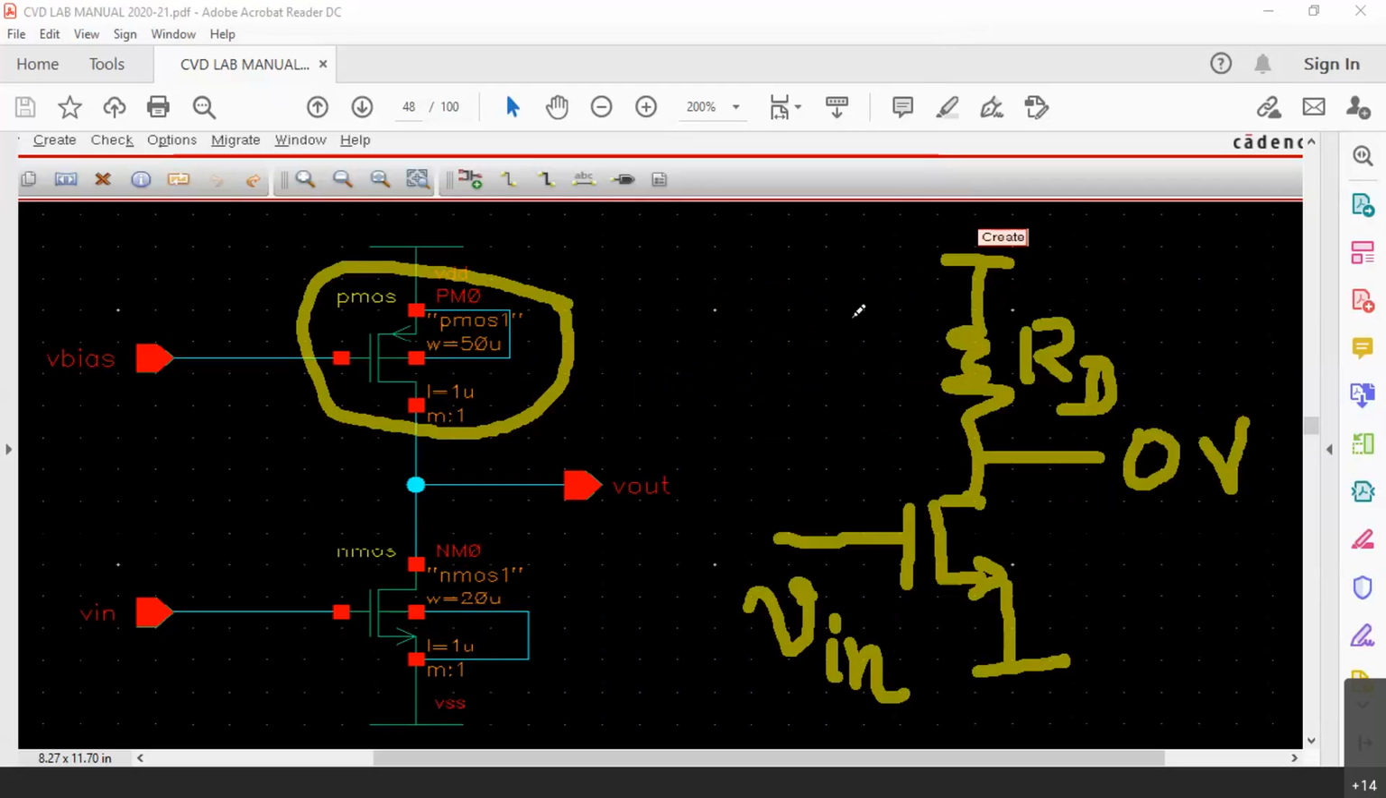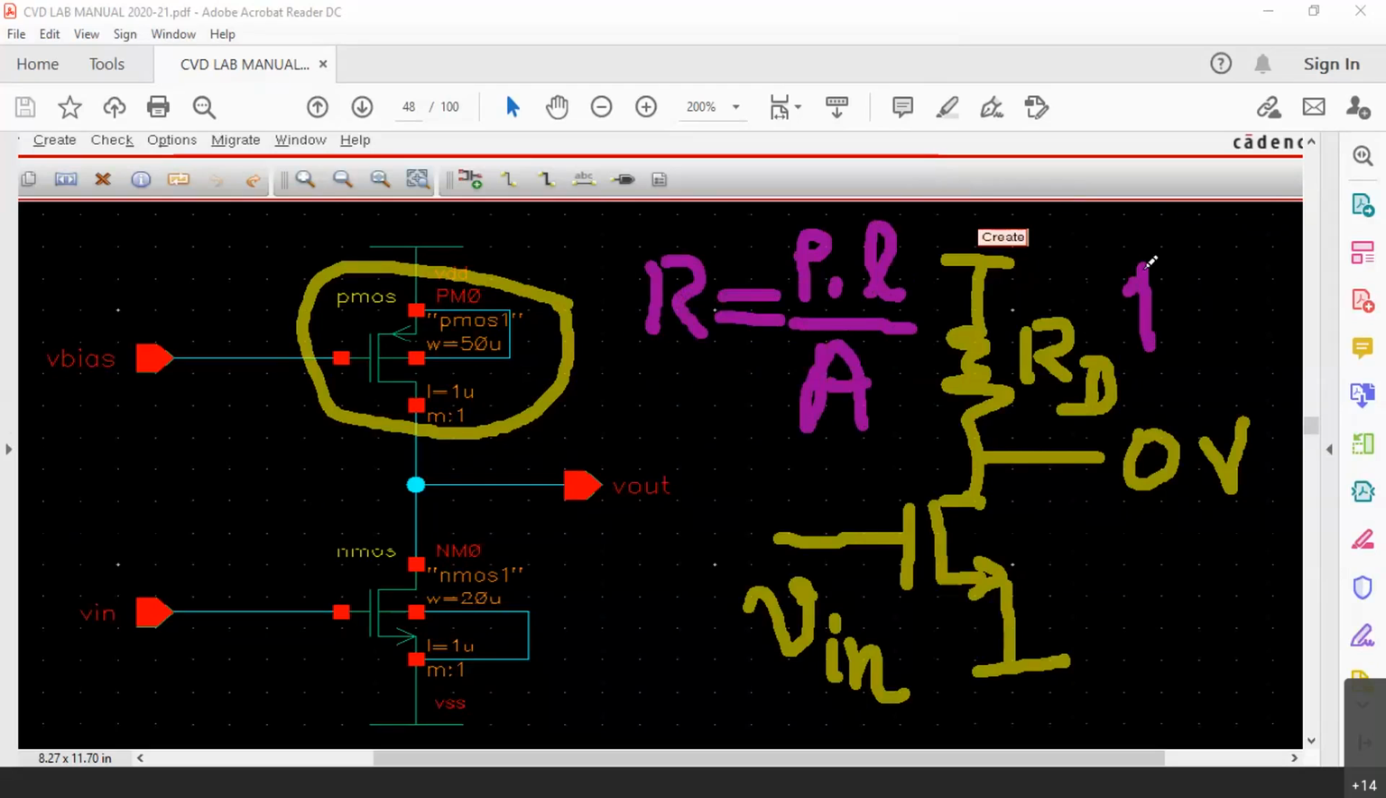Now you can see, we know that R is equal to rho into L by A. So if you need a 1 kilo ohms resistance here, let us say you need a 1 kilo ohms resistance. Now, if you need a 1 kilo ohms resistance, area of cross section must be lesser, length must be more, because the resistance value is inversely proportional to the area and is directly proportional to the length.